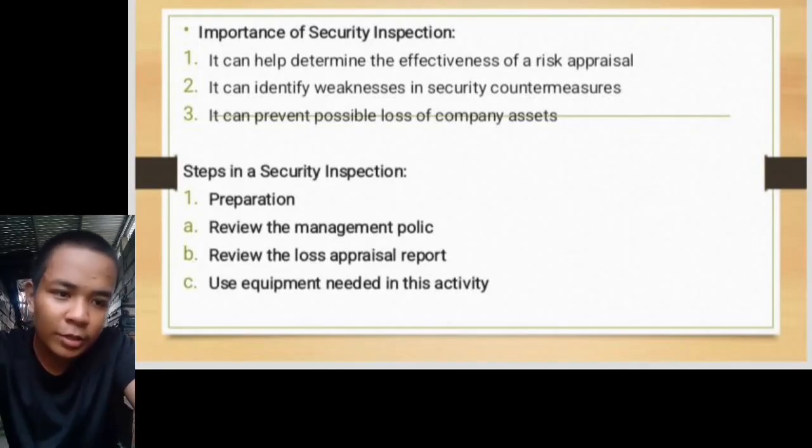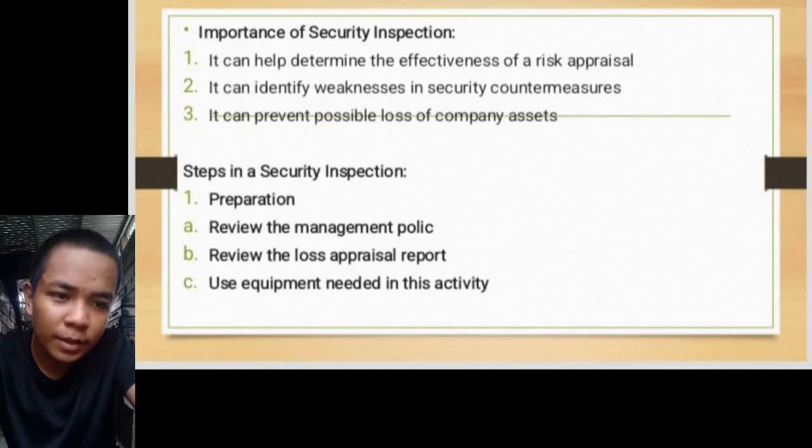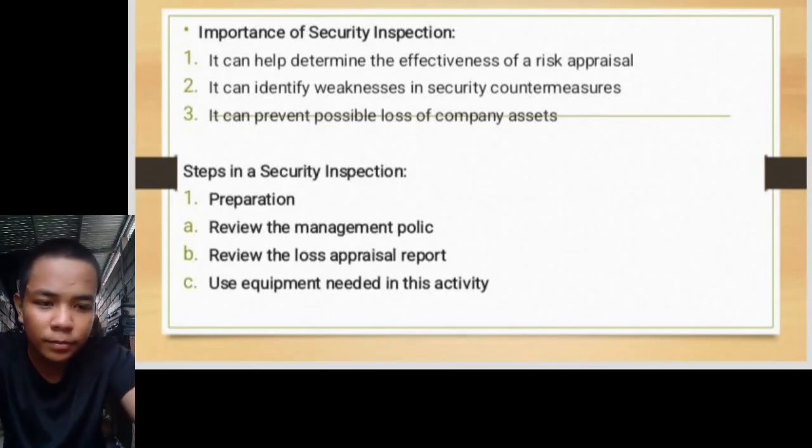A security inspection is important because it checks if safety measures are effective and helps find weaknesses in the system. It also prevents the loss of company assets. The steps include reviewing the company's policies, checking reports and preparing needed equipment.